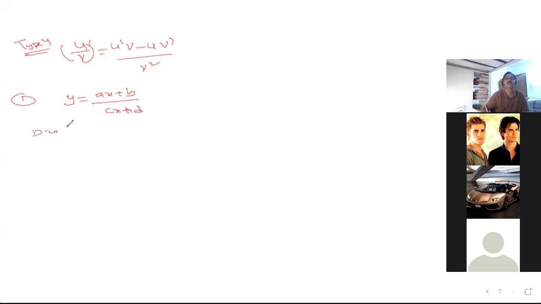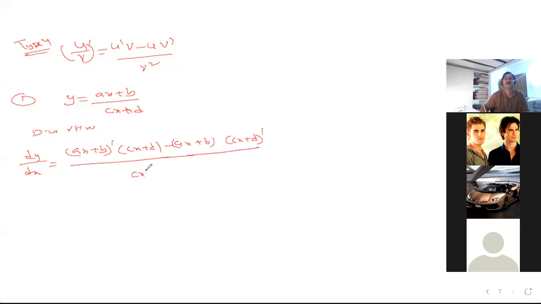So what is that? Differentiate with respect to x, you will get dy by dx. What about this? (ax plus b) dash, right? Is it okay? Cx plus d, minus ax plus b, done. And here (cx plus d) whole dash, divided by (cx plus d) whole square. Now, what is the derivative of this one?